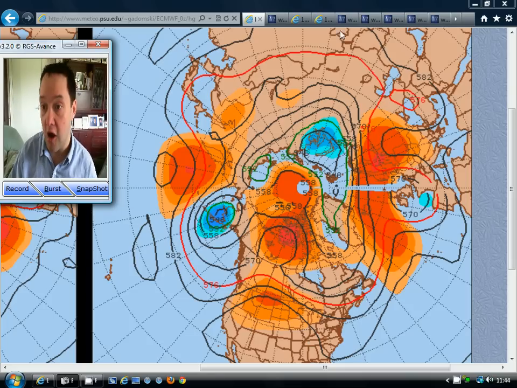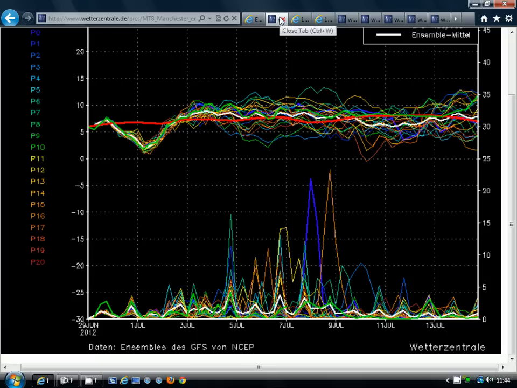Now, having a look at the GFS ensembles, what we look at here is the temperature lines in the middle of the chart, and the precipitation spikes at the bottom of the chart. So the red line here is where the temperature should be for the time of year, the thick red line. That's where the temperature should be in the upper atmosphere.